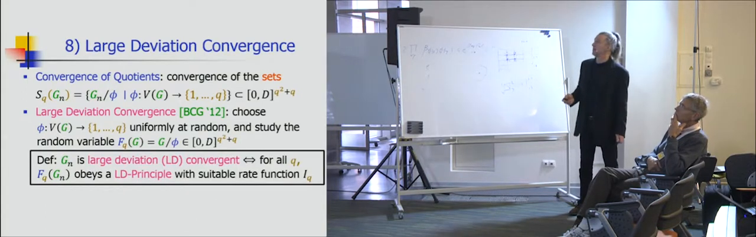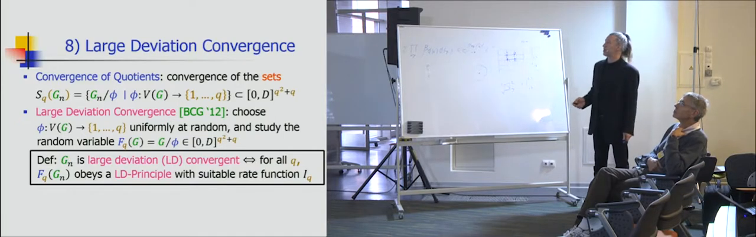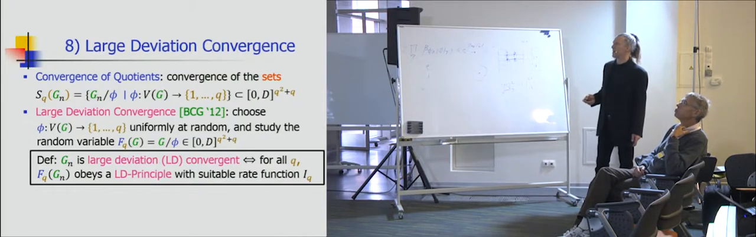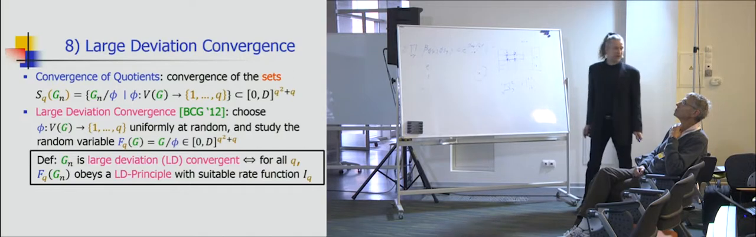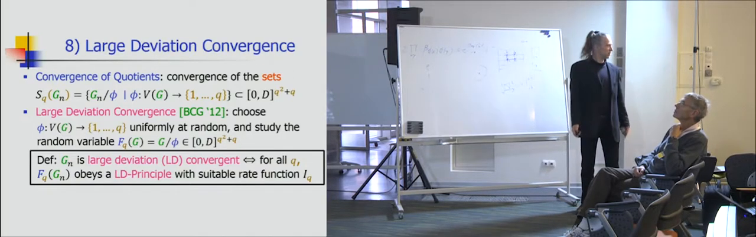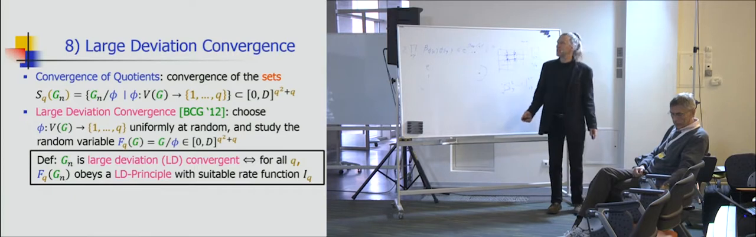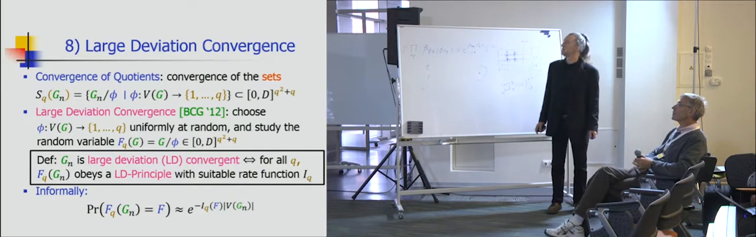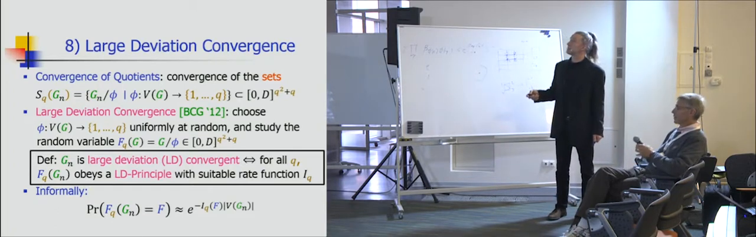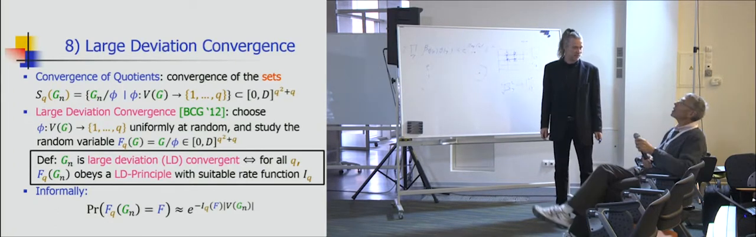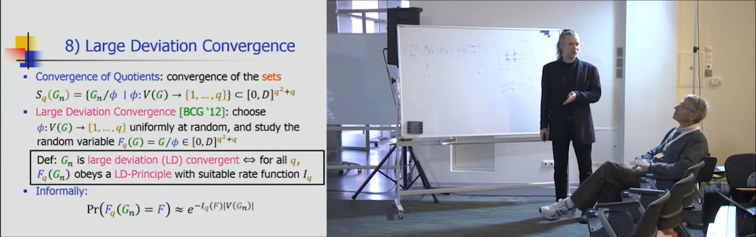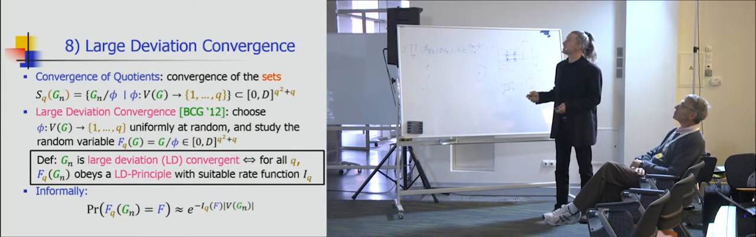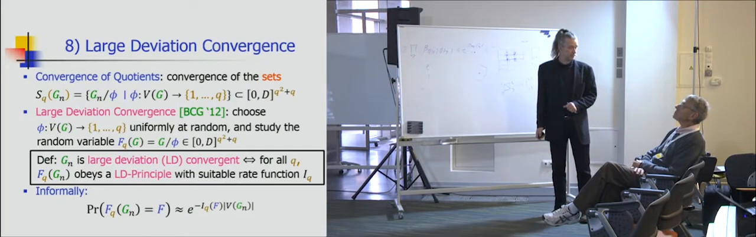Now, we will call the sequence large deviation convergent if for all Q, these random variables obey a large deviation principle with some suitable weight function. I don't assume most of you know what large deviations are, so I have to define it. D is a bound on the maximal degree. We look at graphs of bounded degree, so D is the maximal degree you see in your sequence.